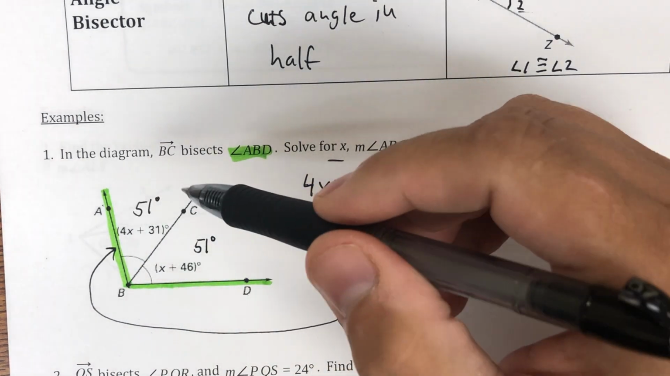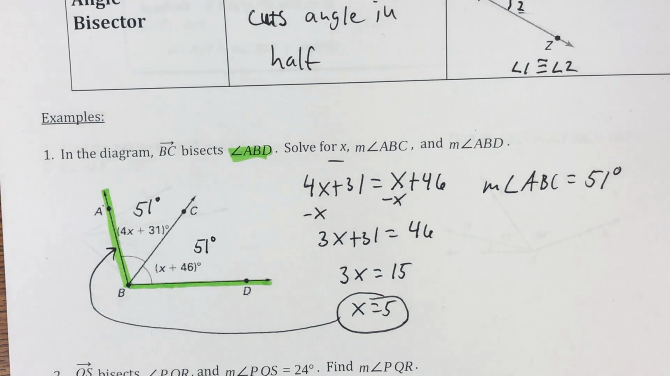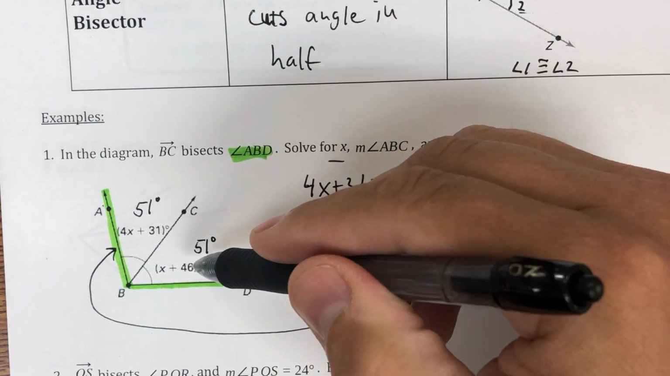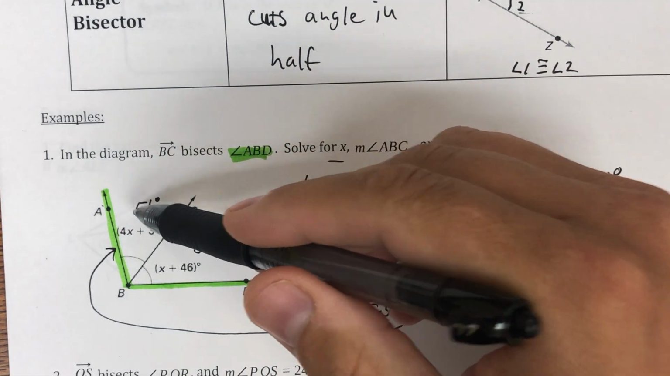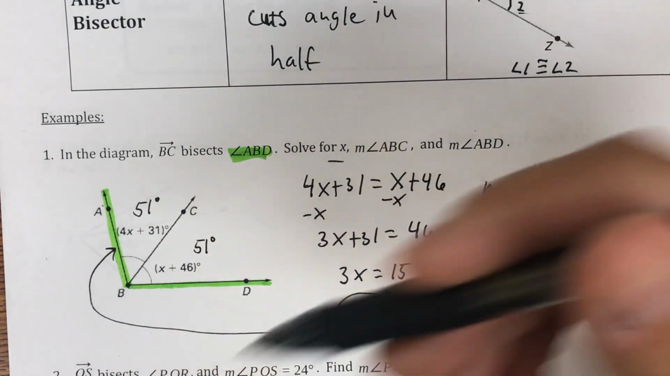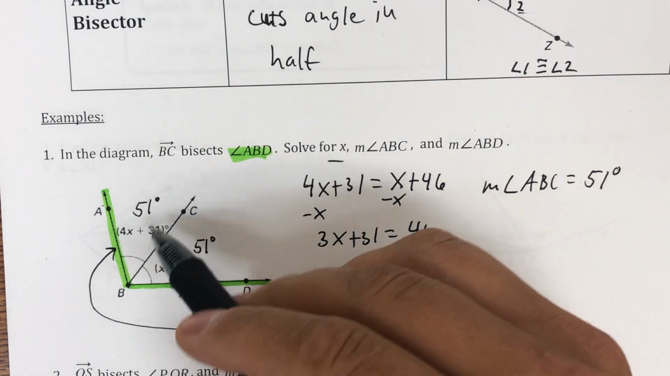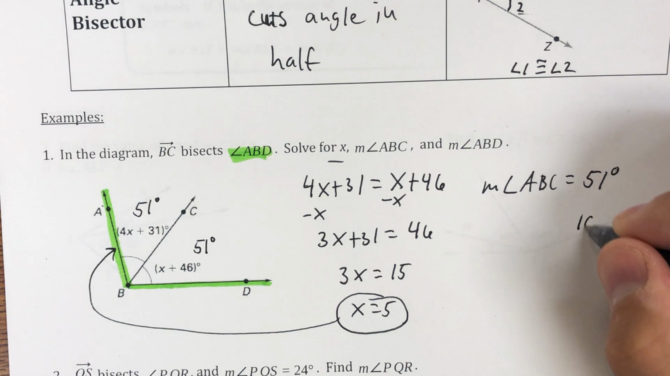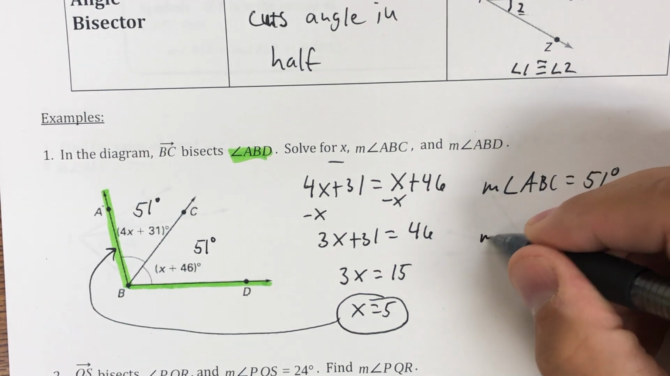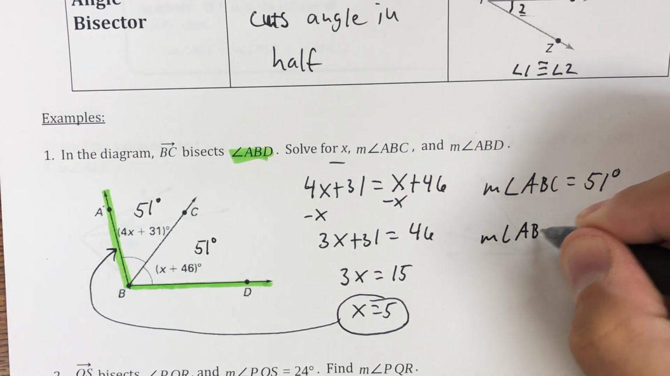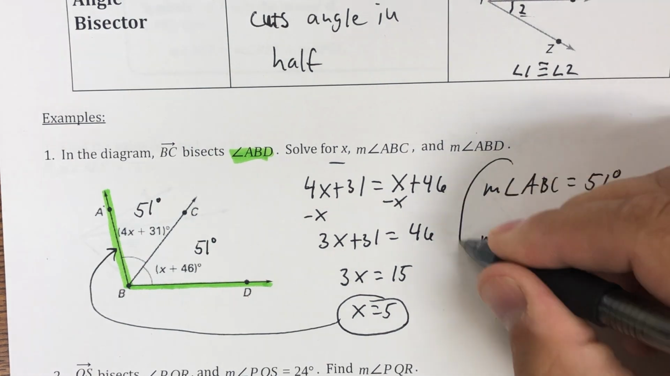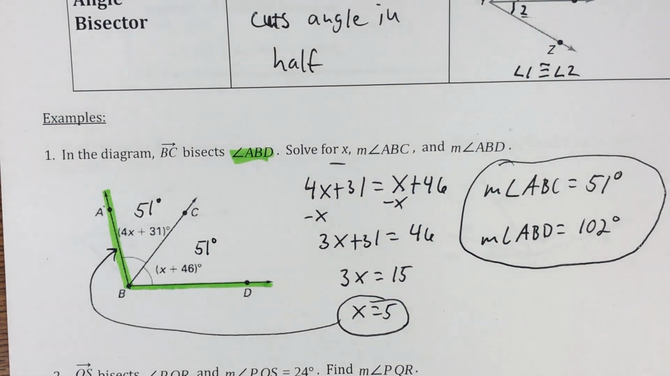So the entire thing, this is the angle addition postulate. We have to add the two parts to get the whole. So 51 plus 51 is 102. So the angle addition postulate is pretty obvious. Add the two parts together. And that's the measure of angle ABD. So we found both pieces.